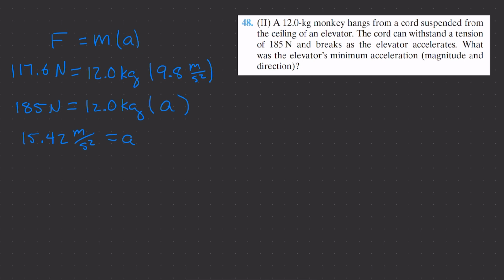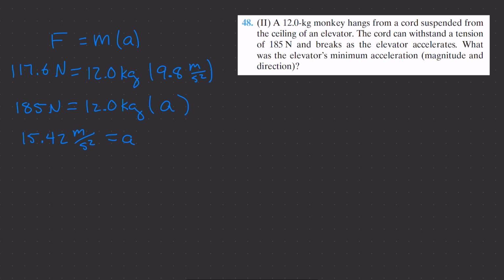So we're going to need a total acceleration of 15.42 meters per second squared if our mass is a 12 kilogram monkey. When the elevator accelerates upward, it effectively increases the gravitational pull on the monkey. Imagine that you're in a car that suddenly speeds up. You're pushed into your seat. Similarly, the monkey feels heavier due to the elevator's acceleration, even though its actual weight remains the same. This apparent increase in weight increases the tension in the cord. If this tension exceeds the cord's limit of 185 newtons in this case, it will break.